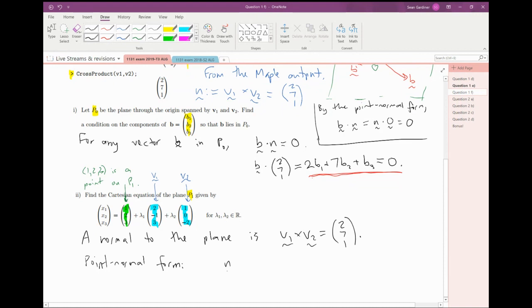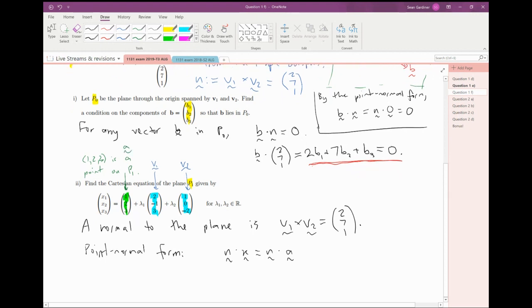So remember that will be n dot x, where x is the general vector, equals n dot a, say, where a is the vector representing a point on the plane. And so I'll just substitute in. My n I know is (2, 7, 1) dot x, and my right hand side I'm going to get (2, 7, 1) dot (1, 2, 3).